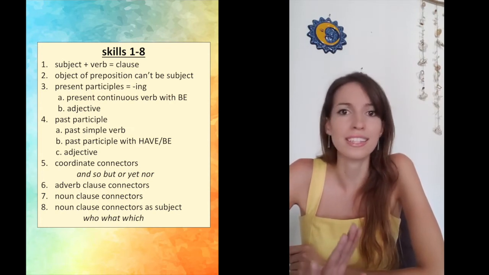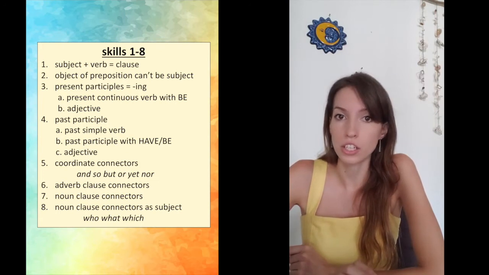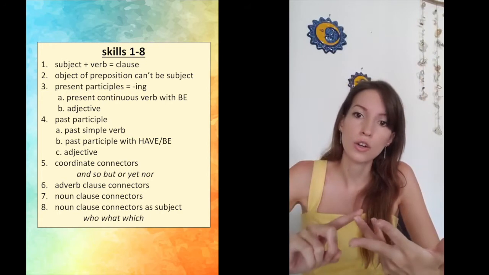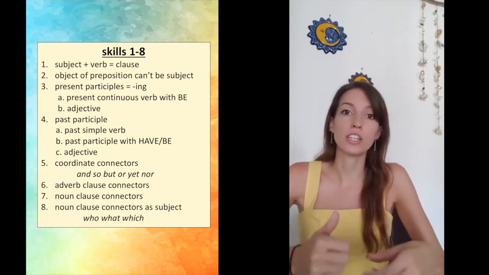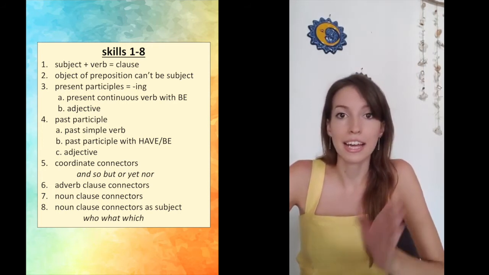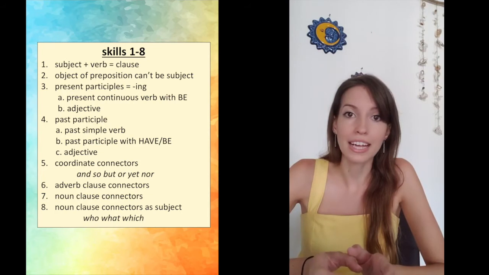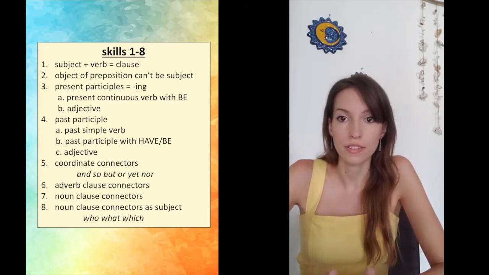All right, now we're on skill 5. Skill 5 are the coordinate conjunctions. So these are and, so, but, or, yet, and nor. And the coordinate conjunctions can connect 2 clauses, and they can also connect other structures, like nouns or adjectives.